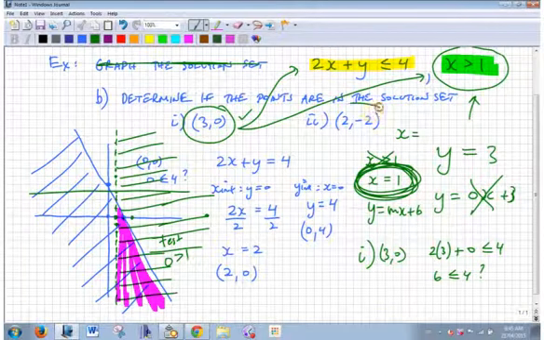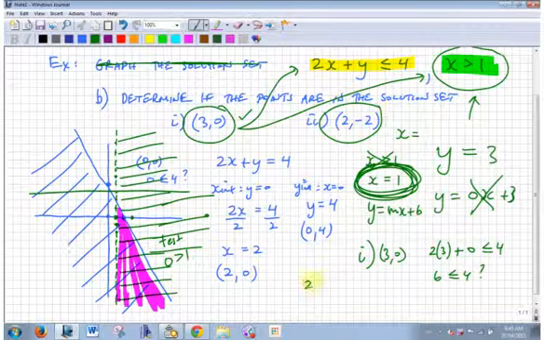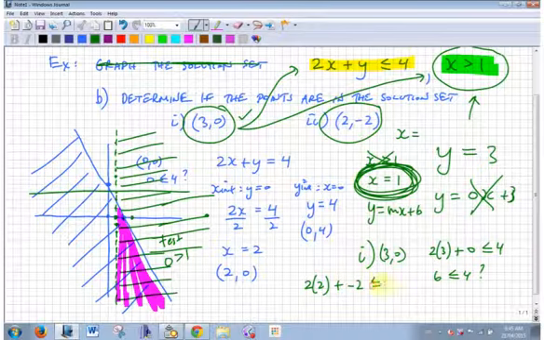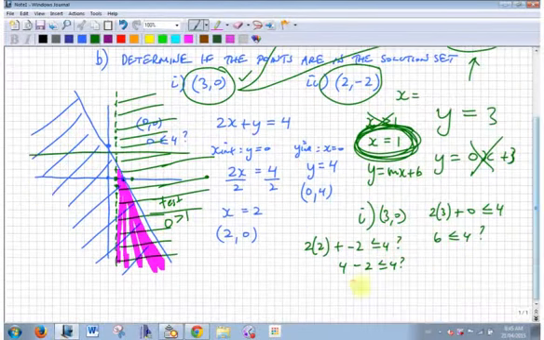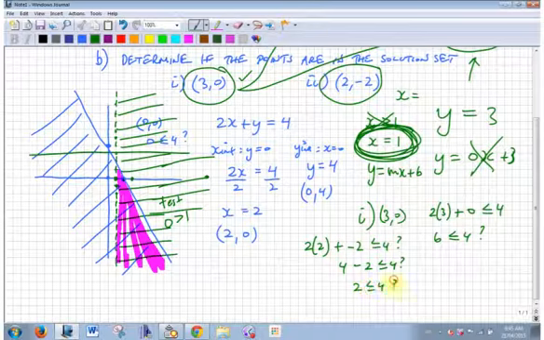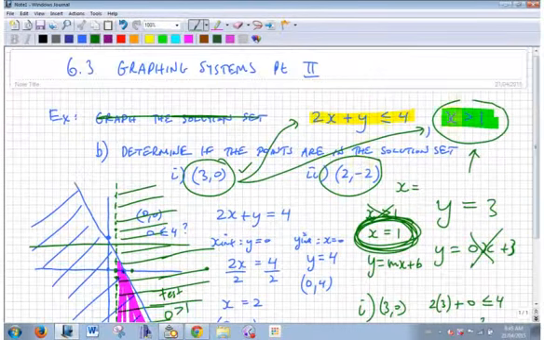Okay? Let's do that with this point. Does that work in here? Substitute it. 2 times x is 2 plus y is -2. Is that less than or equal to 4? 4 minus 2. Is that less than or equal to 4? Is 2 less than or equal to 4? Yes, but I got to check it in the other one too. Okay, it has to work in both of them.